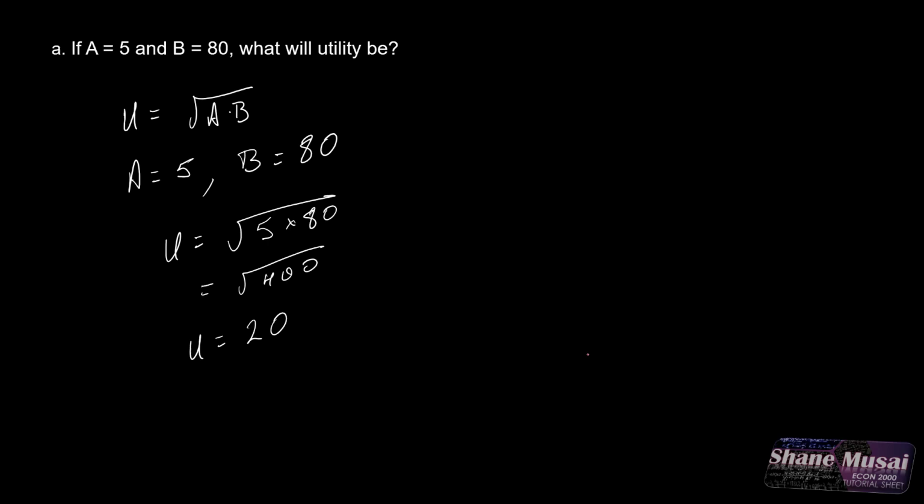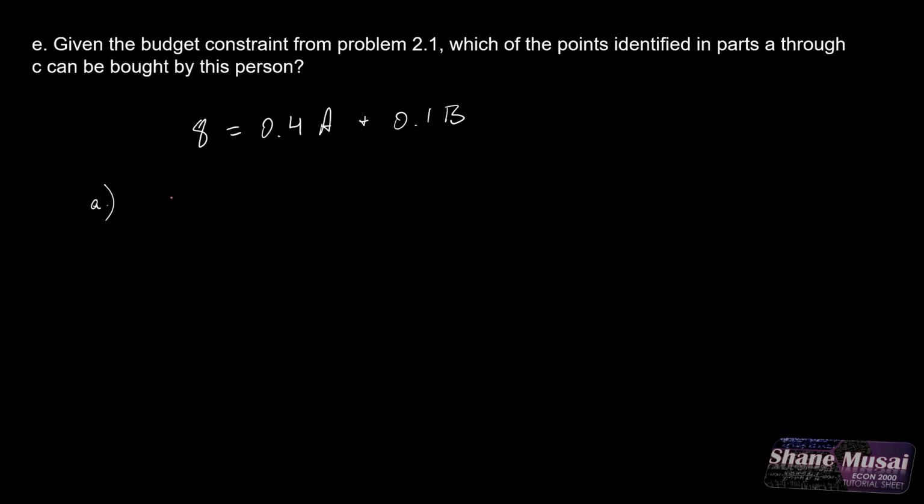In part A, we had 5 apples and 80 bananas. If you have 5 apples, it will be 0.4 times 5 plus 80 bananas, 0.1 times 80. This should give you a value of 10. Now, our budget constraint is $8, so we cannot buy 5 apples and 80 bananas given our budget constraint. Let's check part B.